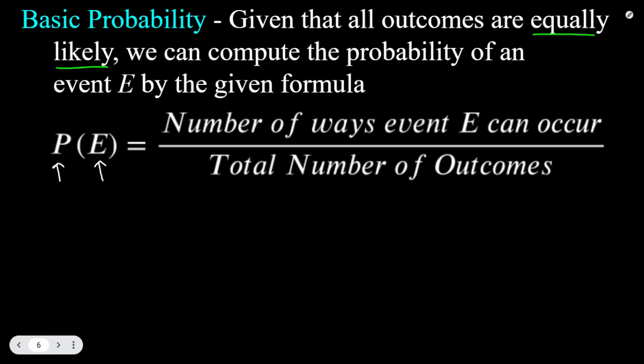Sometimes you'll see it as favorable outcomes divided by total outcomes. Favorable in that case does not necessarily mean good. It's just the ways event E can occur.